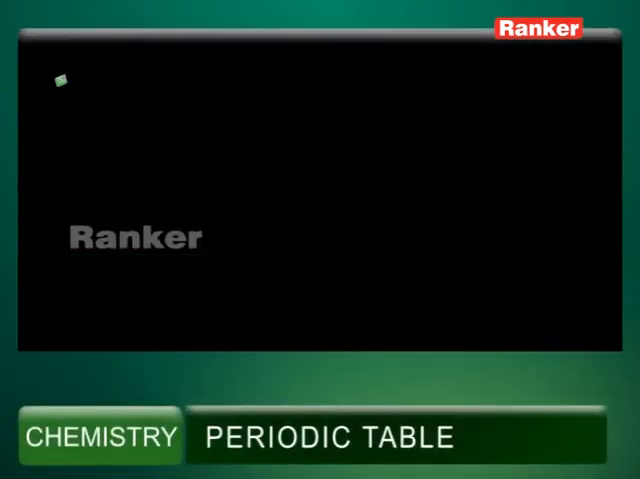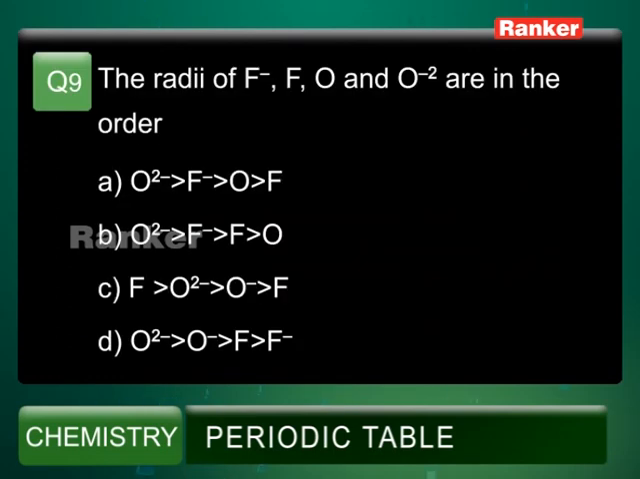Question number 9. The radii of F minus, F, O, O2 minus are in the order. Option A: O2 minus is bigger than F minus, bigger than O and F. B: O2 minus is bigger than F minus, bigger than F and O. C: F is bigger than O2 minus, bigger than O minus and F. D: O2 minus bigger than O minus, F and F minus.